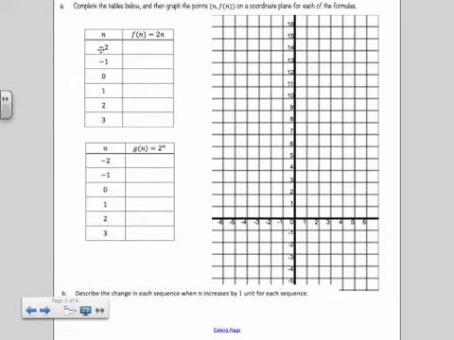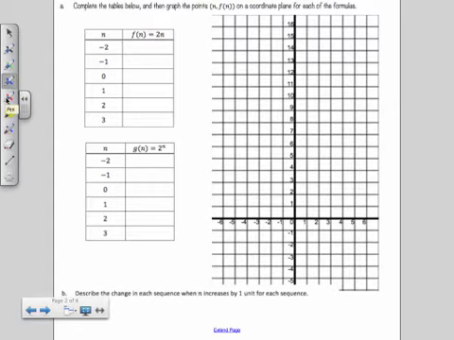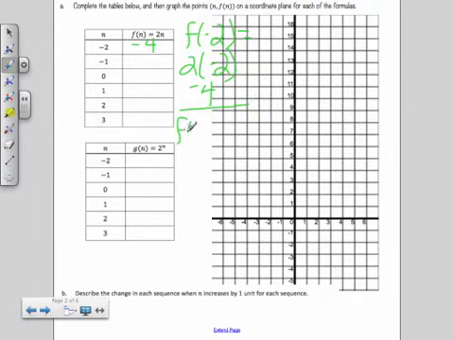So if n is negative 2, remember if I want to figure out what f of negative 2 is, I just plug in negative 2. So it would just be f of negative 2, which is equal to 2 times negative 2, which is negative 4. All right, so this right here would be negative 4. Same thing, if I wanted to figure out what f of negative 1 was, I would just do 2 times negative 1, which I end up getting negative 2. So this right here is negative 2. Please press pause and go ahead and fill in the rest of the chart and then come back to me to see if you got the right answers.